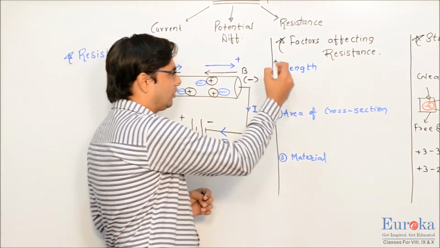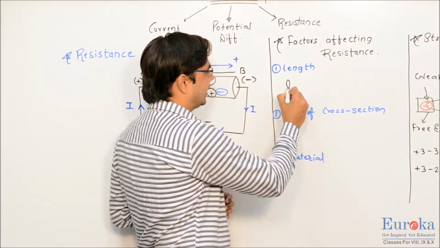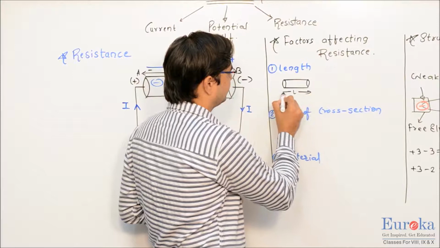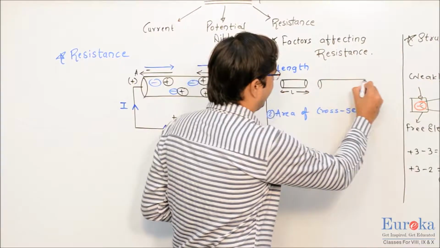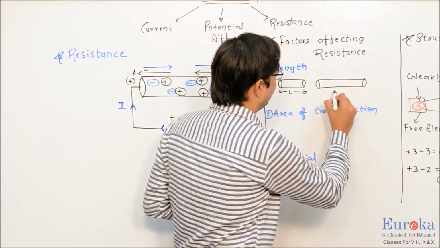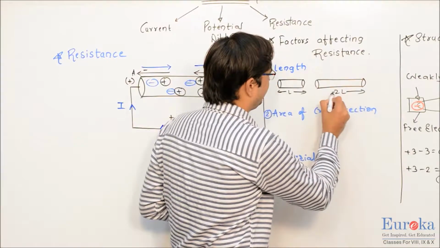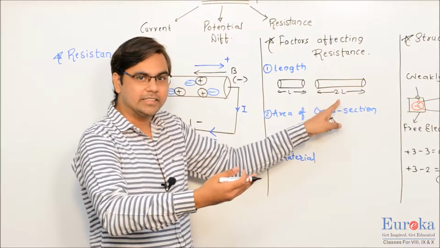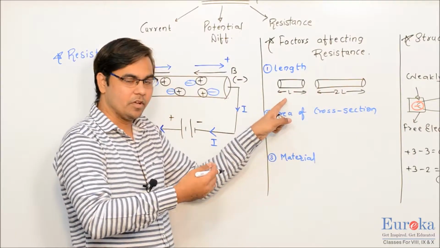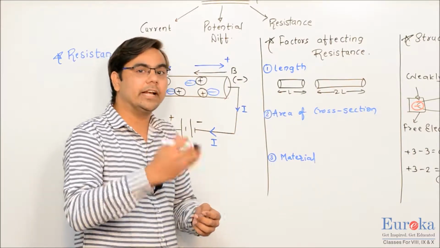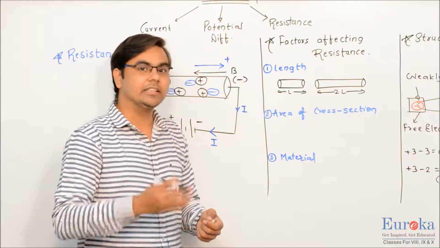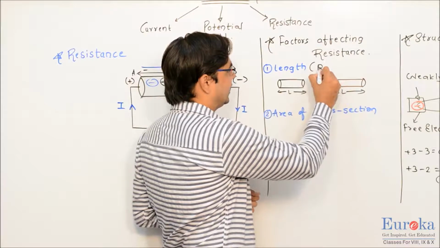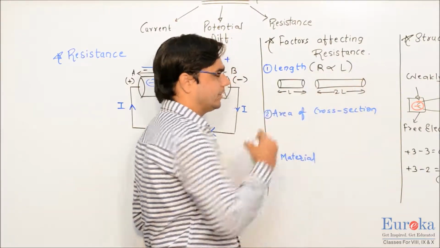If I talk about length, it's quite simple to understand that if I have two conductors, of length, let's say L, and the other one of length twice of L, the resistance experienced by an electron in this conductor will be more than the resistance in this conductor, which means that if the length of the conductor is increased, the resistance also increases. So we can say that resistance is directly proportional to length.